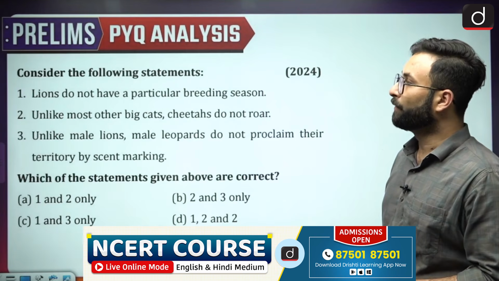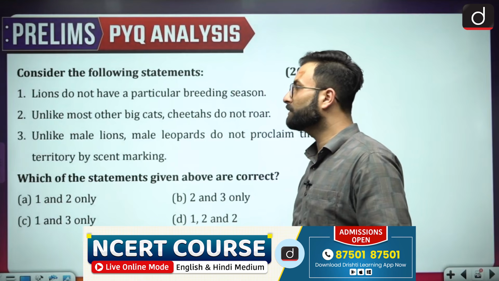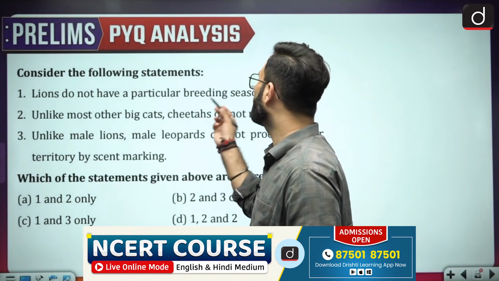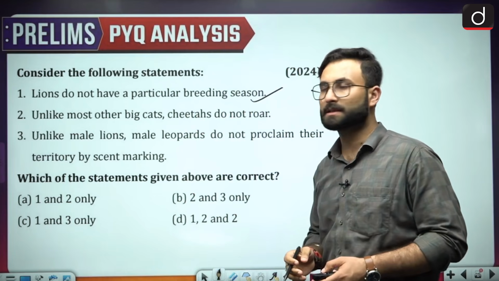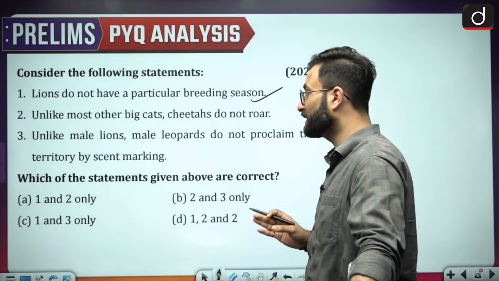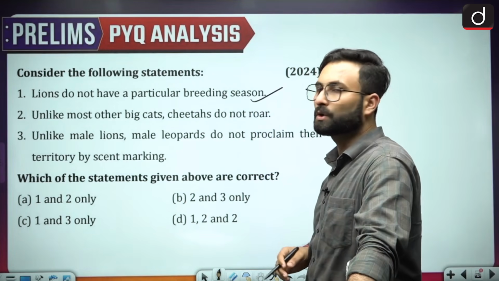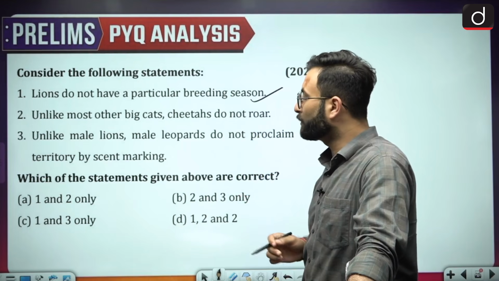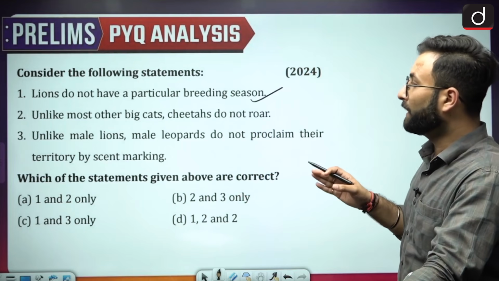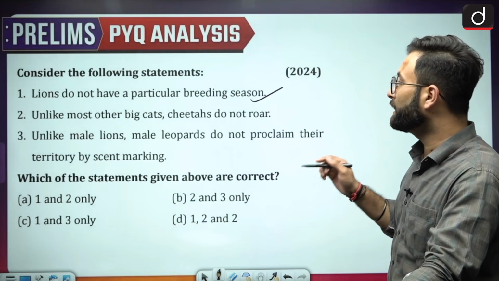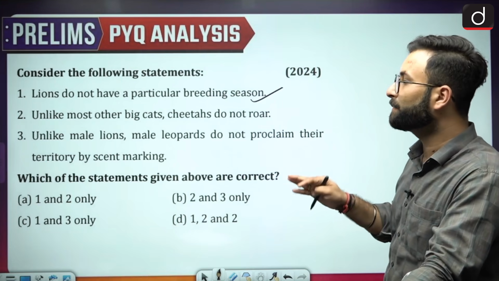Okay, moving further, consider the following statements: lions do not have a particular breeding season. So that is true, lions do not have a particular breeding season. Coming to the next one, unlike most other big cats, cheetahs do not roar. Okay, we'll be seeing about that. And coming to the next one over here, unlike male lions, male leopards do not proclaim their territory by scent marking.